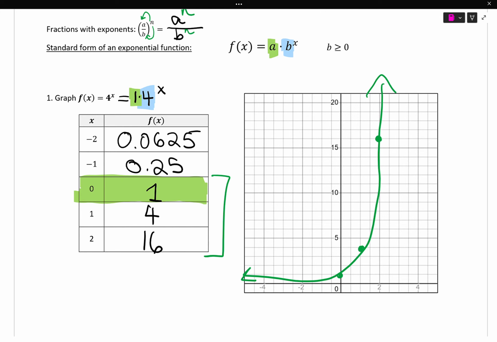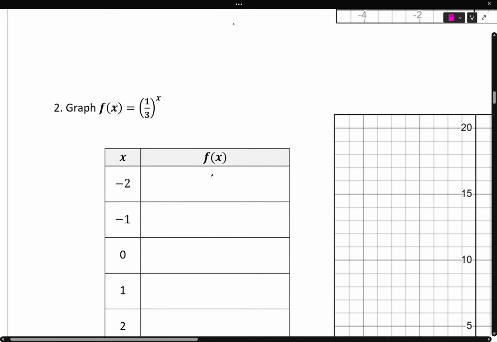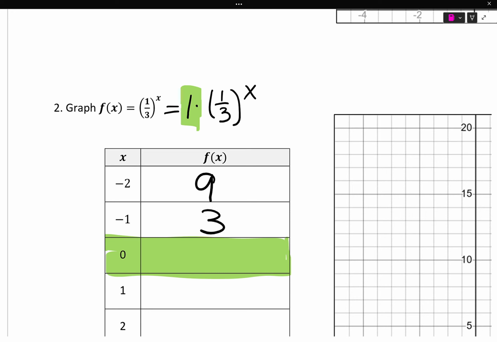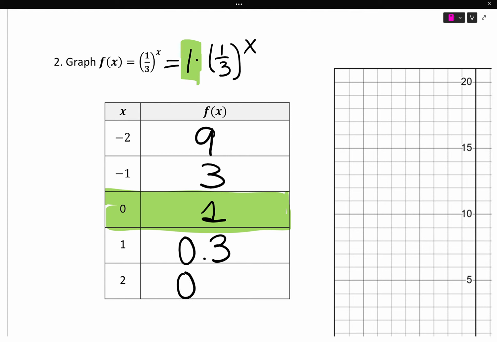All right, let's take a look at number 2. Number 2, just like number 1, 1/3 did not have a visible number written in front of it. So I'm going to rewrite that invisible 1 just to remind us where our y-intercept comes from. Okay. When I put this in my calculator, for the power of -2, I got 9. For the power of -1, I got 3. My y-intercept is that same 1 that I had highlighted in green. When I have the power of 1, it's 0.3, and the power of 2 is 0.1.